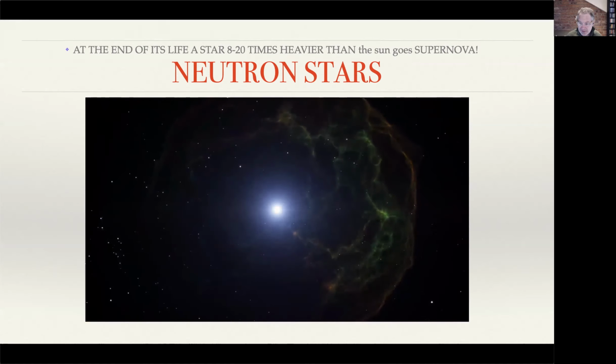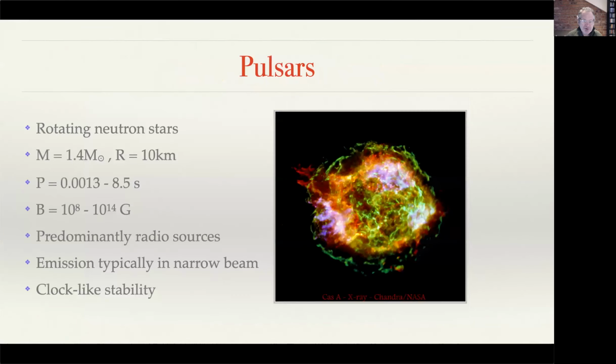So a star predominantly made up of neutrons. It's collapsed from its original massive size down to something which has a radius of just 10 kilometers, but still weighs something like 1.5 times the mass of our sun. So the density is incredibly high in these objects. They rotate with periods somewhere between 1.3 milliseconds and 8.5 seconds, and actually it's higher than that now. We now know that they can rotate as slow as 76 seconds. And they have a magnetic field strength of somewhere between 10 to the 8 to 10 to the 14 Gauss.